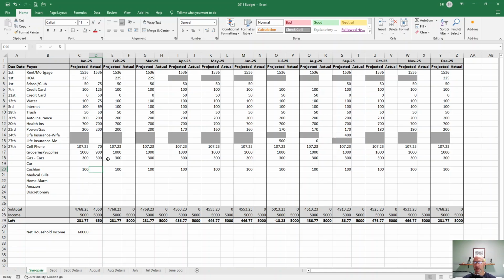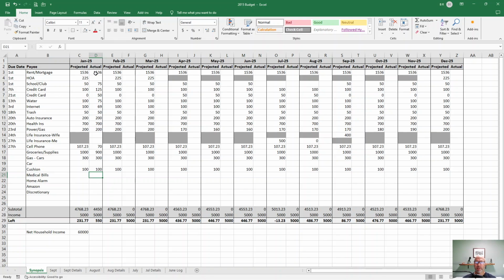And then a cushion, I highly recommend every month you have an opportunity, putting some of that money in a savings account to build up your cushion so that if one month you have something come up or if one month your income's less for whatever reason, you're not stressed out. You're able to pull it from the cushion and then adapt going forward.